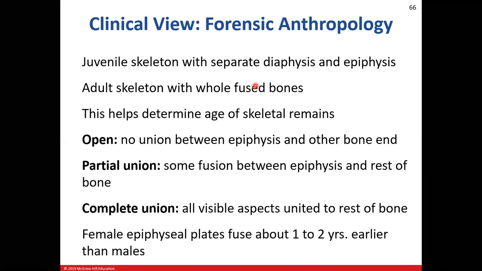And again, this really helps to determine the age of the skeletal remains that we may be studying. If we look at an open area, that means there's no union between the epiphysis and the other bone end. If we have a partial union, that means there's some fusion between the epiphysis and the rest of the bone. And if we have complete union, that means all visible aspects are united to the rest of that bone. By looking at these three characteristics, we can put an age range to the skeletal remains. Now, understand though that female epiphyseal plates fuse about 1 to 2 years earlier than males.